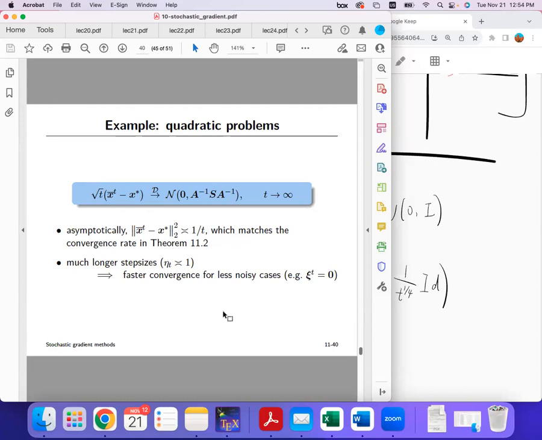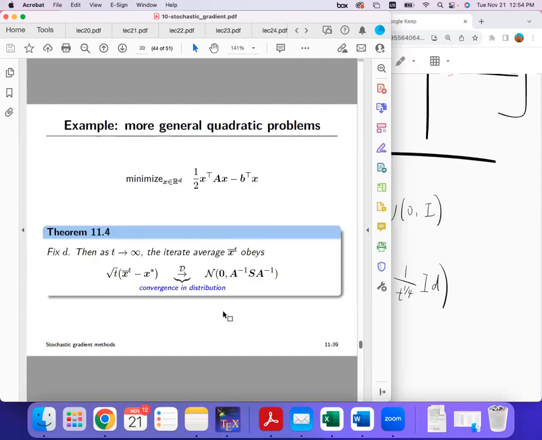But here our analysis is very tight, in the sense that we directly look at the random behavior of the generated sequence. But in the previous analysis, we simply developed some upper bounds.